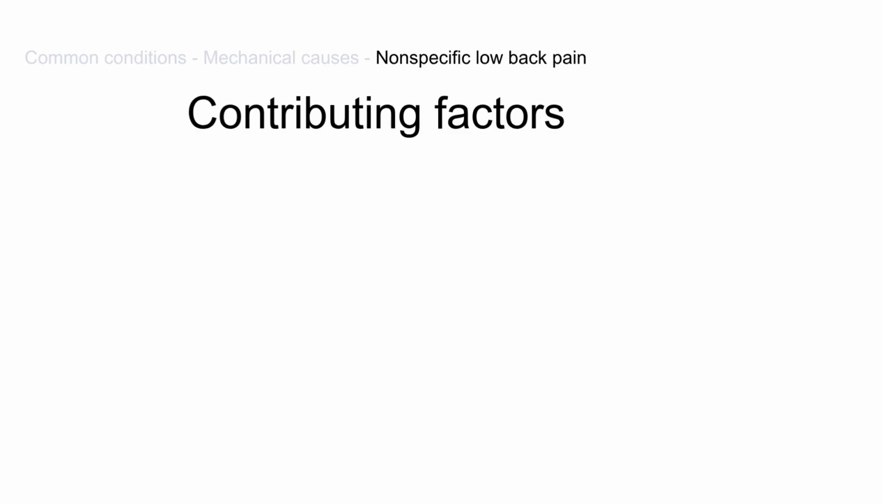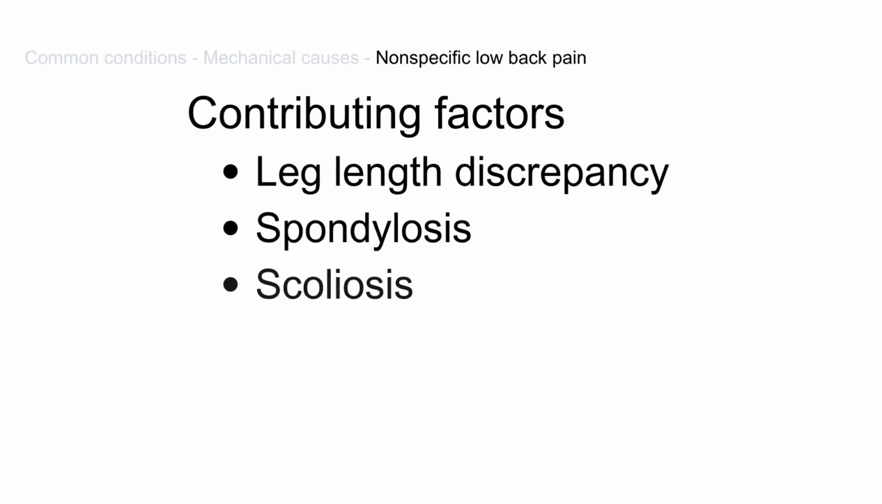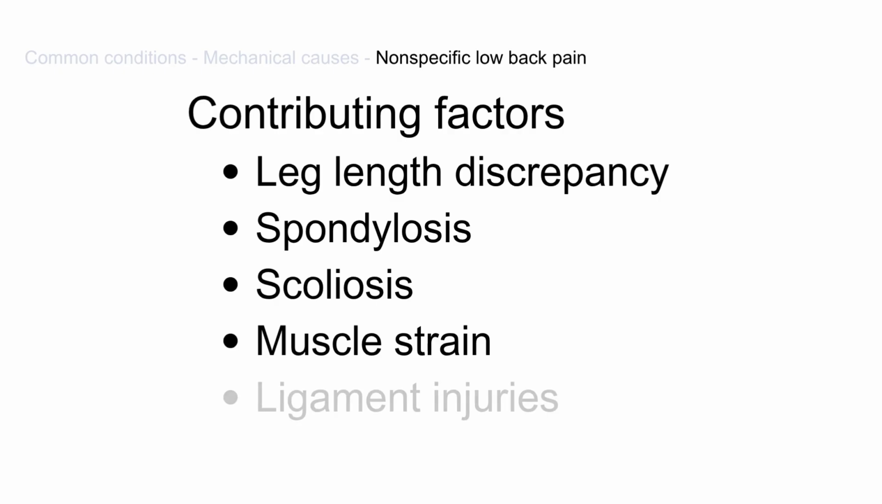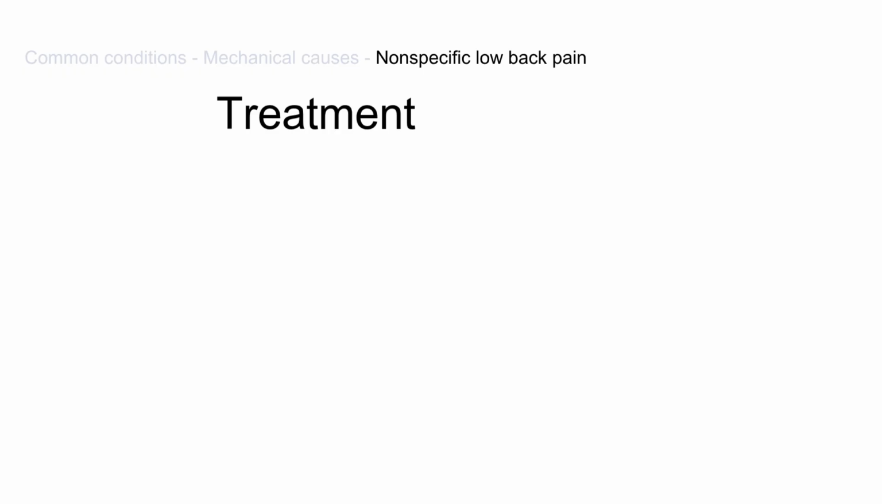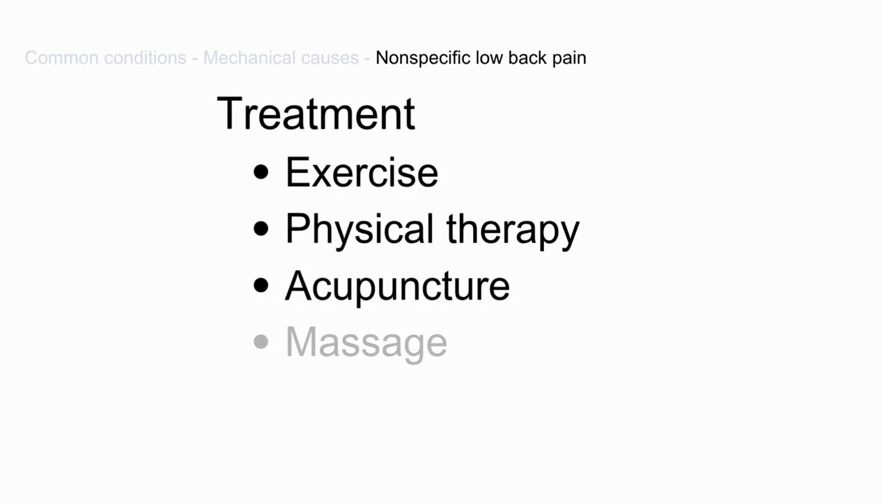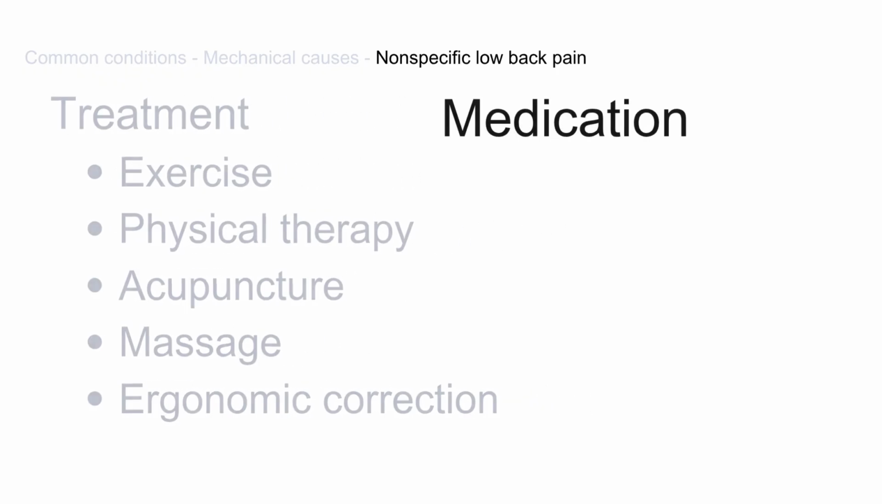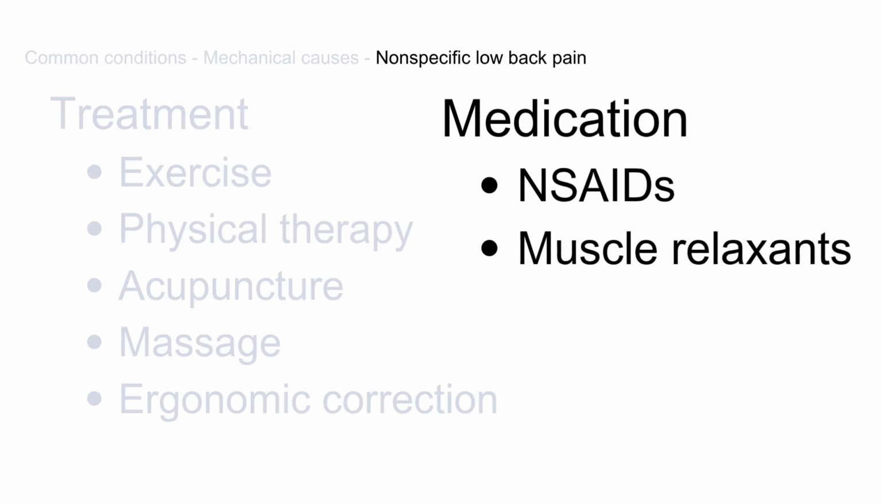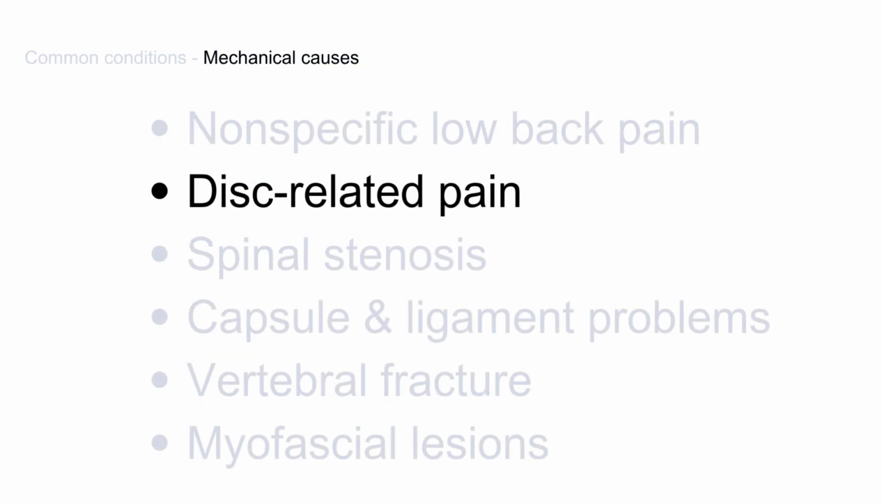Contributing factors may include leg length discrepancy, spondylosis, scoliosis, muscle strain, or ligament injuries. Treatment usually starts with non-drug approaches such as exercise, physical therapy, acupuncture, massage, or ergonomic correction. If the pain continues, medications like NSAIDs or muscle relaxants can help relieve discomfort and improve movement. Next, we have disc-related problems.